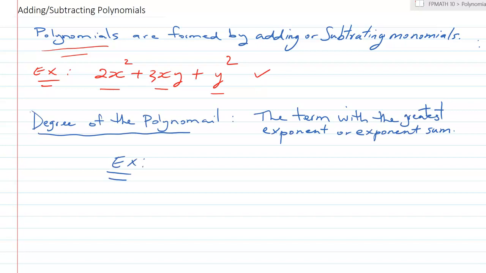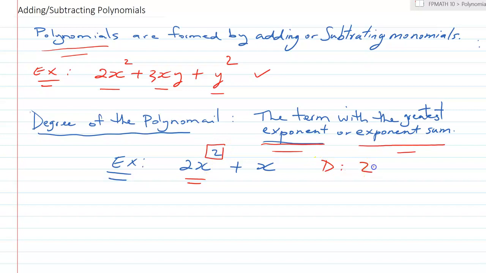Next piece, we need to identify the degree of a polynomial. You can find the degree by looking at the term with the greatest exponent or the exponent sum for that term. For example, if I give you 2x squared plus x, between the two terms, you notice that this term has the highest exponent, so the degree here is 2.